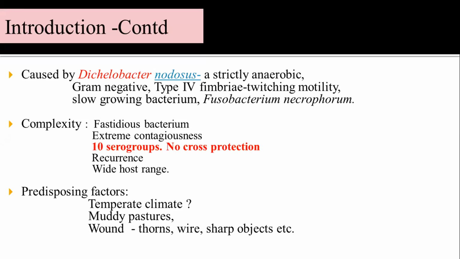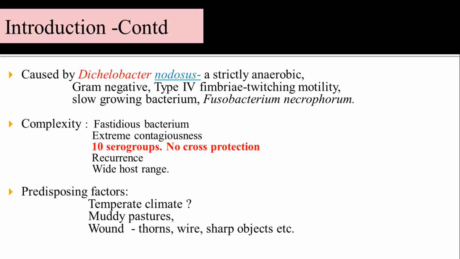So it is gram negative, and you will see that this bacterium is surrounded by the fimbriae. These fimbriae are type 4 fimbriae, and this type 4 fimbriae imparts twitching motility to the bacterium. This is a very slow growing bacterium. It is fastidious in the sense that it has strict nutritional requirements. It requires a lot of nutrients to grow in the laboratory, and it is very difficult to grow and difficult to isolate, as we already discussed.